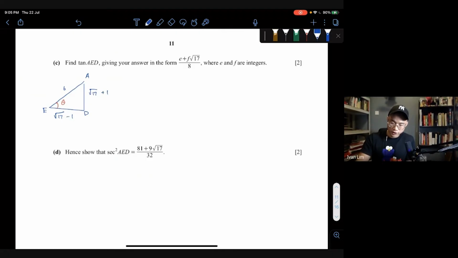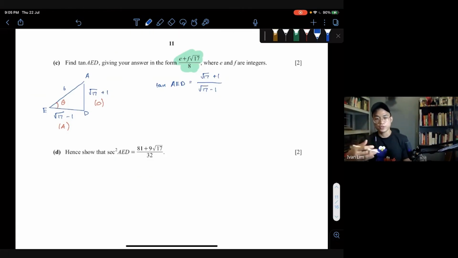I want O over A, right? TOA. So this will be my O, this will be my A. So tangent AED is equal to root 17 plus 1 over root 17 minus 1. They want it in that form, and in your exam they always ask you that. If my bottom has a root, what do I need to do? I need to rationalize the denominator.